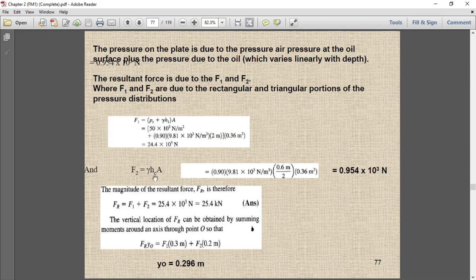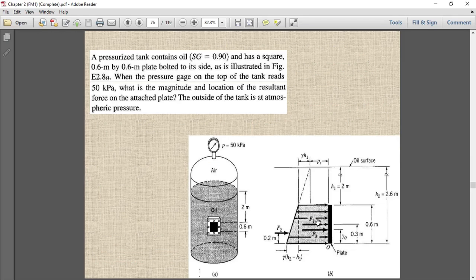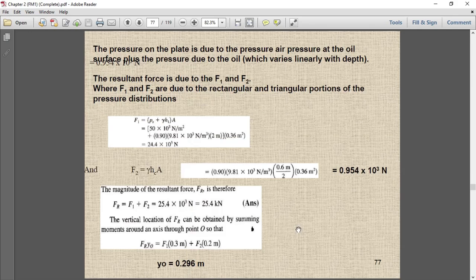So 0.9 is the specific gravity, times the water density, into 0.6/2. The HC is always the height from the centroid. And this is the area of the prism. Here, this is the location of F2, the position where it is acting. The centroid is definitely at the center. So this is how we calculated F2.